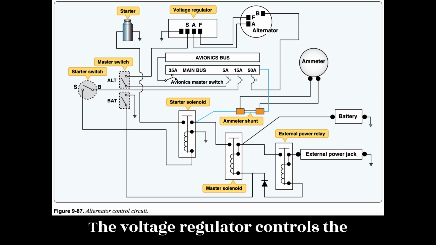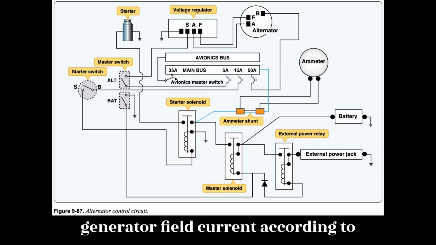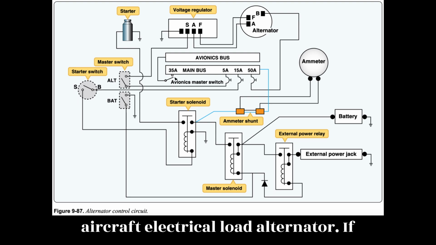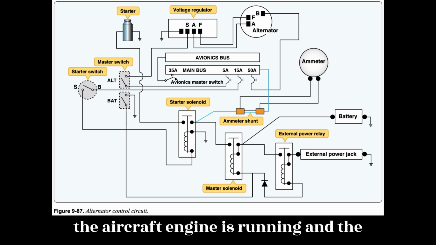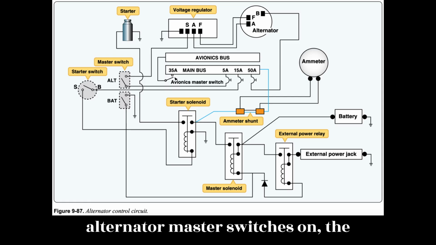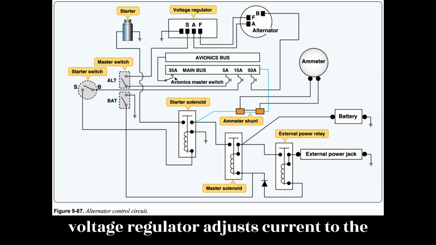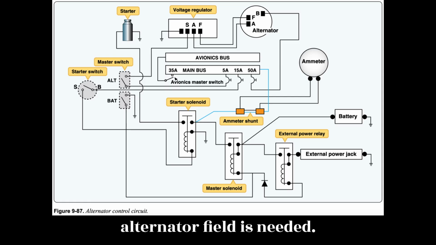The voltage regulator controls the alternator field current according to aircraft electrical load. If the aircraft engine is running and the alternator master switch is on, the voltage regulator adjusts current to the alternator field as needed.